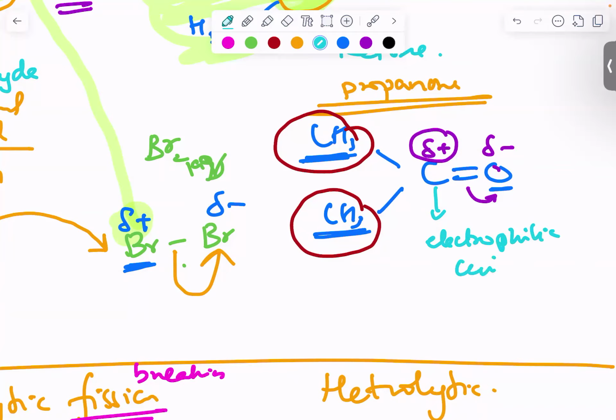The more electropositive it is, the more positive charge comes on it, and the better electrophile it would be. So this group makes it a better electrophile.